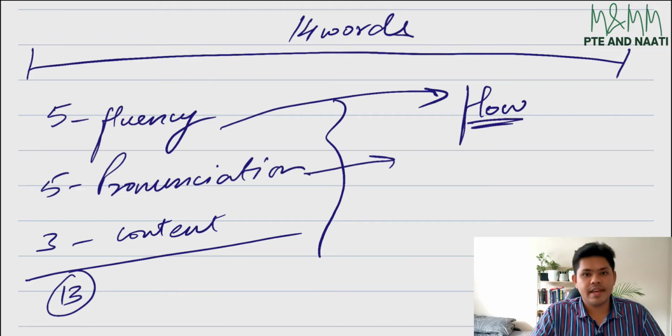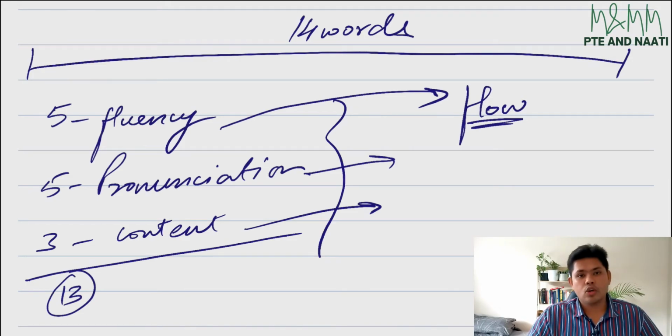Next is pronunciation. Pronunciation is nothing else but clarity. Right now I am speaking, and if you are not able to understand what I am speaking, that means my pronunciation is not good. That means I'm not clear. You have to be loud enough, not screaming, but generally loud enough, and you have to be clear.